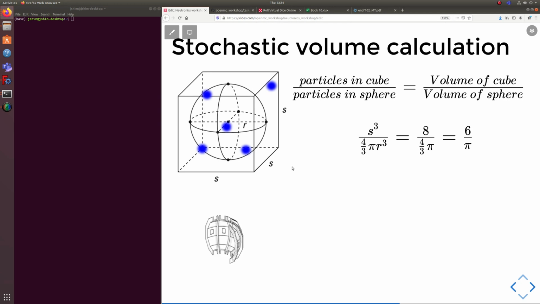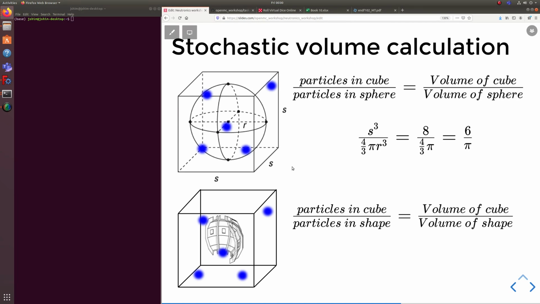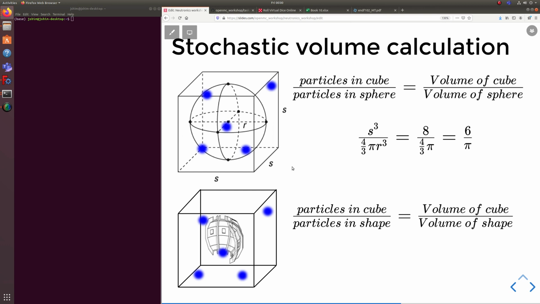So you could do this with a more complicated shape. So here we have a first wall with a hole in the side and some corners, and we don't know the volume. But what we could do is put it in a box where we do know the volume of the box, and we can generate maybe millions of particles randomly within that box, and we can tell the neutronics code to record the particles that arrive in the cube compared to those that arrive within the shape. And then you can get your overall volume.